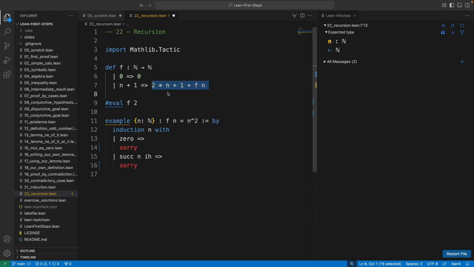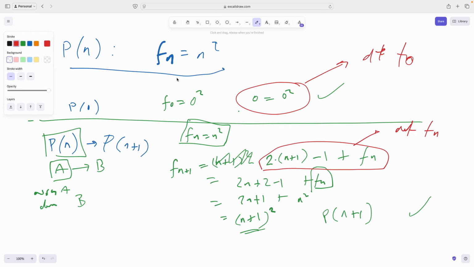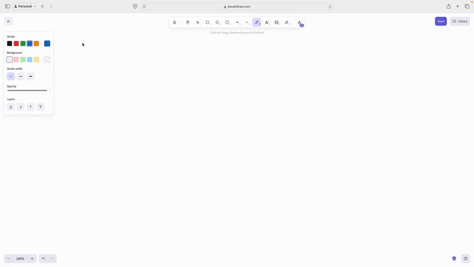Now, why is that different? Let's go back to pen and paper. So in our maths definition, we had Fn equals 0 if n equals 0, or we had 2n minus 1 plus Fn minus 1 otherwise.